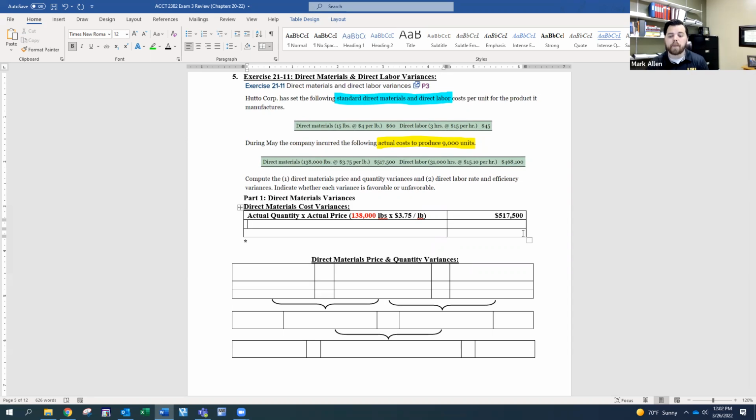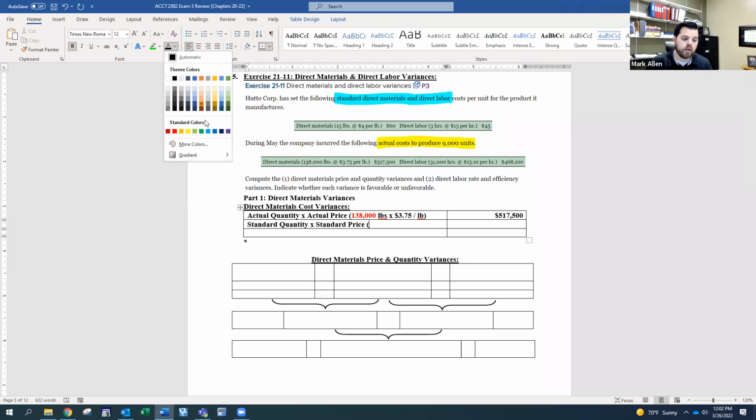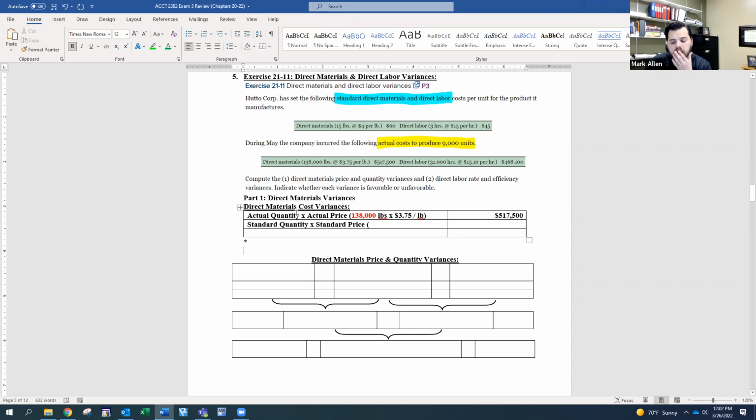Next, we want to compare this to our pure budget. Our pure budget is going to be our standard quantity times our standard price. So our standard quantity, I'm going to do in green. Well, my standard quantity, if I look at it, I go, well, quantity 15 at 4. Okay, so 15 times 4, and I get 60.